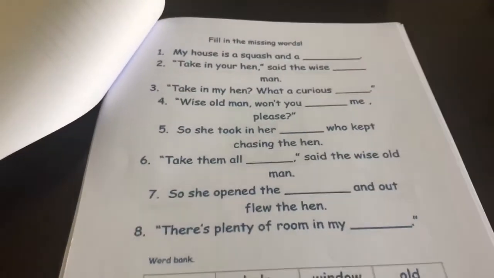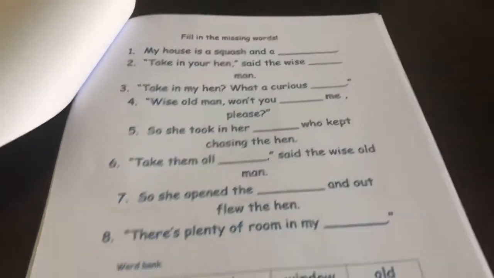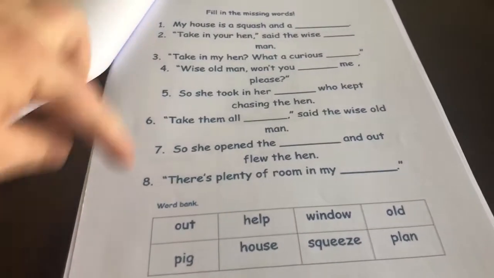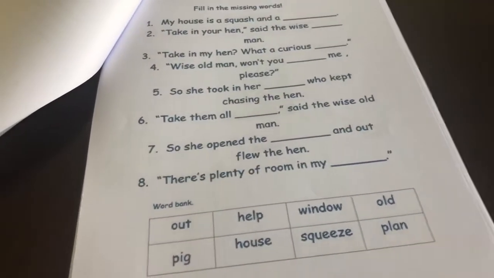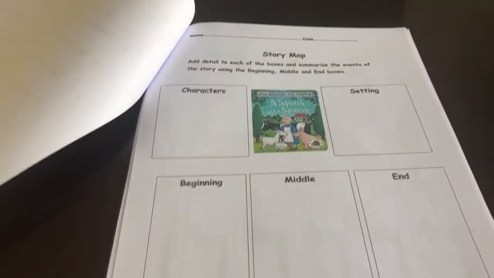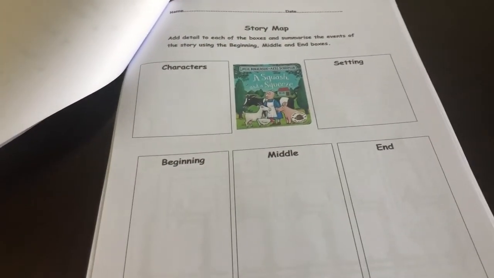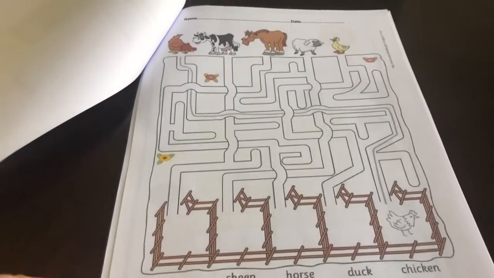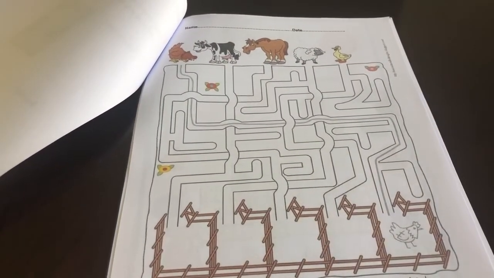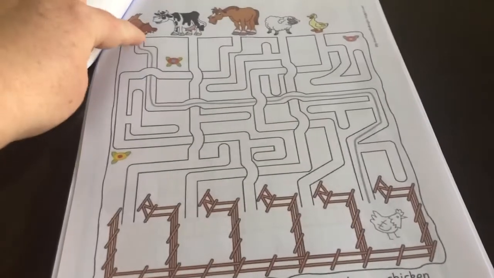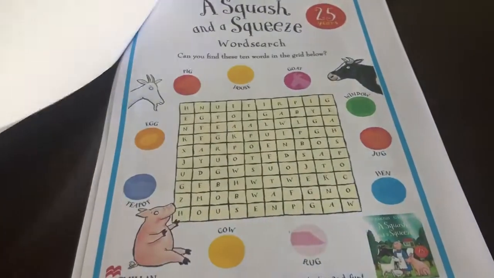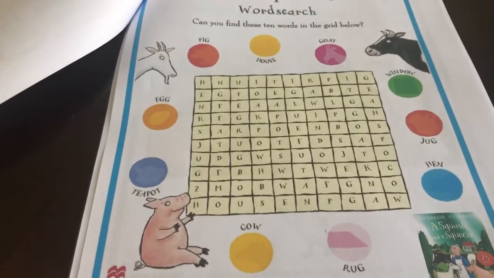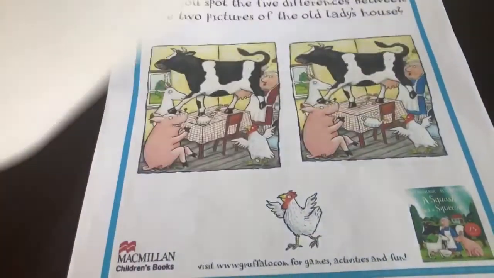And then here we've just got some missing words, just to see if you can follow along and see what would be missing. So the word bank is here. See if you can follow along and write in the missing word. And a story map, so you can write the characters, the setting, beginning, middle and end of the story there for me. Now just a fun maze with some farmyard animals, so see if you can find them back. The first one's done for you, the chicken finding his way back into the chicken's pen, so see if you can do that one. And then a word search for words that appear in the story.